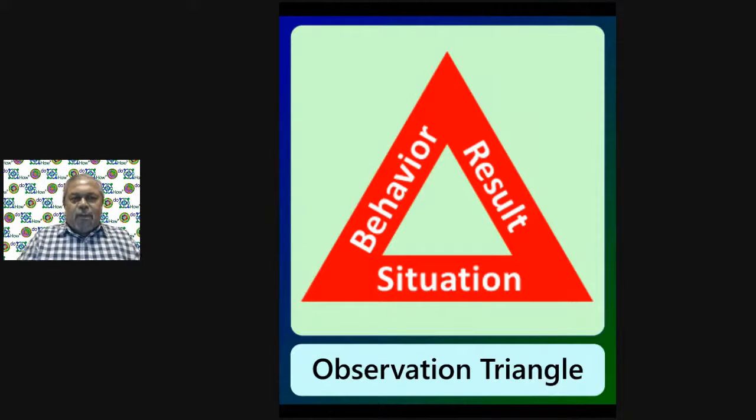So let's see. Now, the main topic which I spoke about yesterday was the observation triangle, which has to do with observing the situation, then what behavior was observed in that situation, and then finding out what is the outcome or the result which got delivered because of that particular behavior, and using these three as the key to then go back to understanding why somebody behaved in a particular manner, which is the core of giving right and correct feedback.